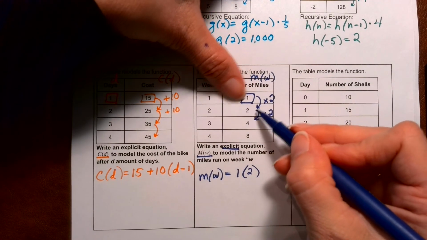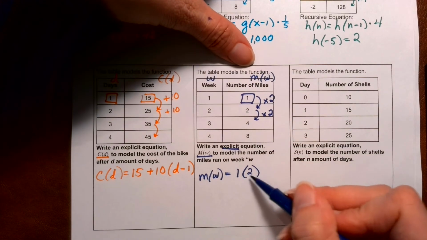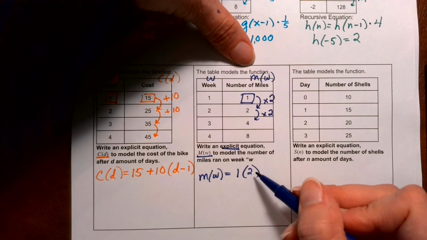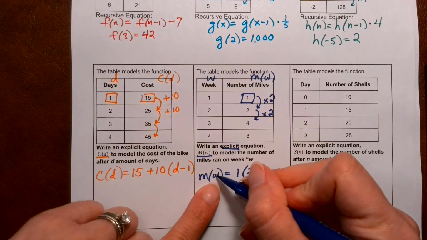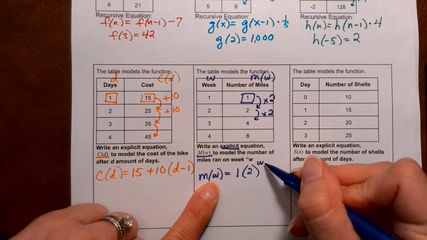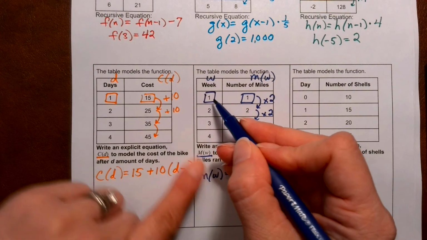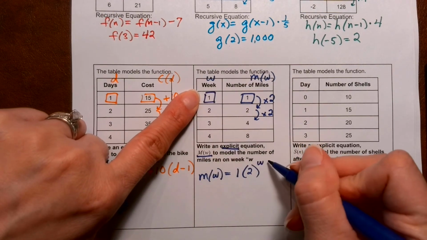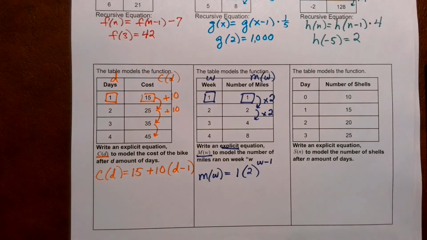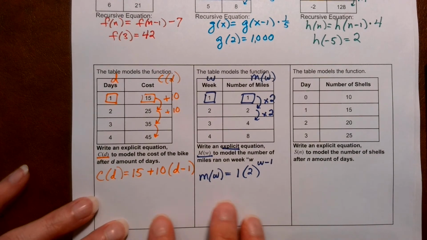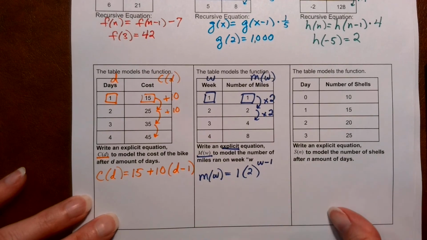But you don't just say times 2, because look, it's times 2, times 2, times 2. How many times do we multiply by 2? We use our input variable, W. But the table did not start at 0. When it doesn't start at 0, you got to bring it back to 0. So we'll say W minus 1. When you're doing explicit equations, you don't have to state the starting value because we can calculate it using the formula.